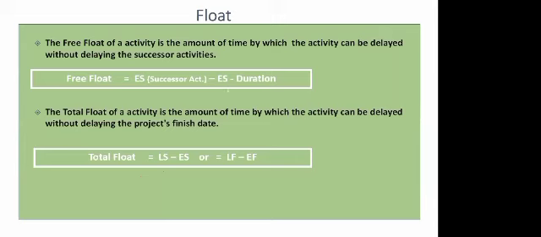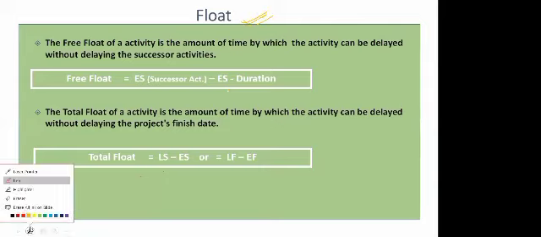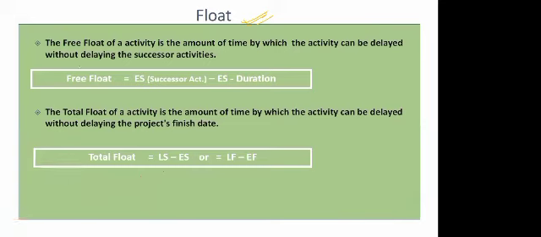Now there are two concepts, float and total float. You have two kinds of float, free float and total float. Now try to understand it very carefully. The free float of an activity is the amount of time by which the activity can be delayed without delaying the successor activity.